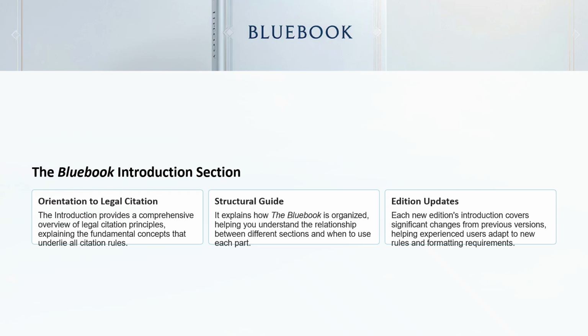So the introduction section has an orientation to legal citation, it has a structural guide, and then it has edition updates. This is the first edition of the Bluebook that you're familiar with, but they come out about every 5 years. And every time there's a new Bluebook, the authors will put updates in the introduction explaining what has changed since the last edition. So that's always handy to read when you get a new edition of the Bluebook.